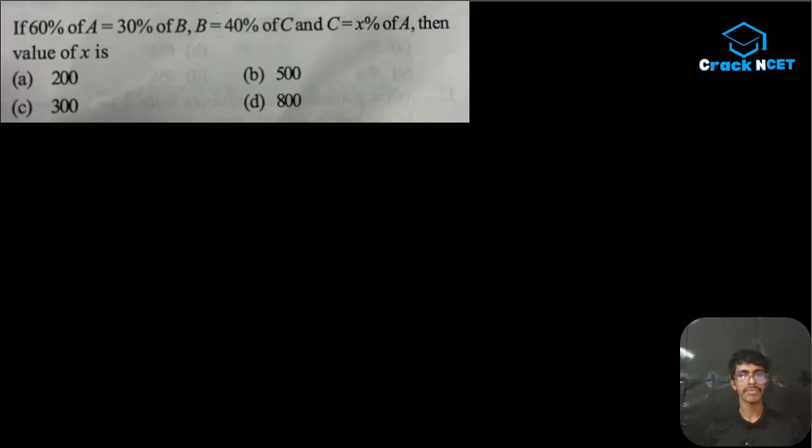What is given over here? 60% of A is equal to 30% of B. 60 by 100 of A is equal to 30 by 100 of B. And the value of B is equal to 40% of C. And the value of C is equal to x percentage of x. Then what is the value of x?